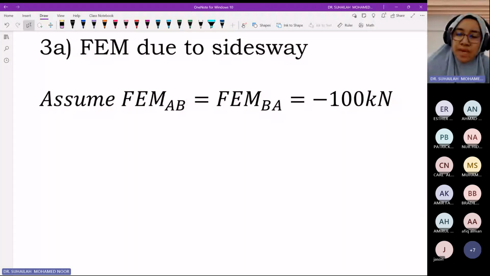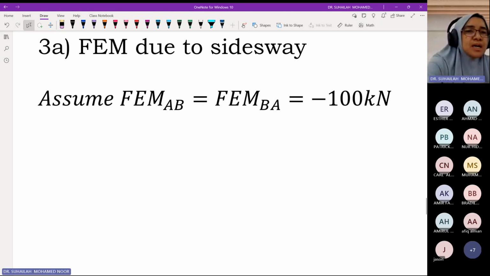Not the 100. The 100 could be 50, 200, or even 1000. It's up to you, but the book suggests 100. So the most important thing here is the behavior, represented by the sign that we use. So we have to put negative. Negative when the frame tends to move to the right direction.